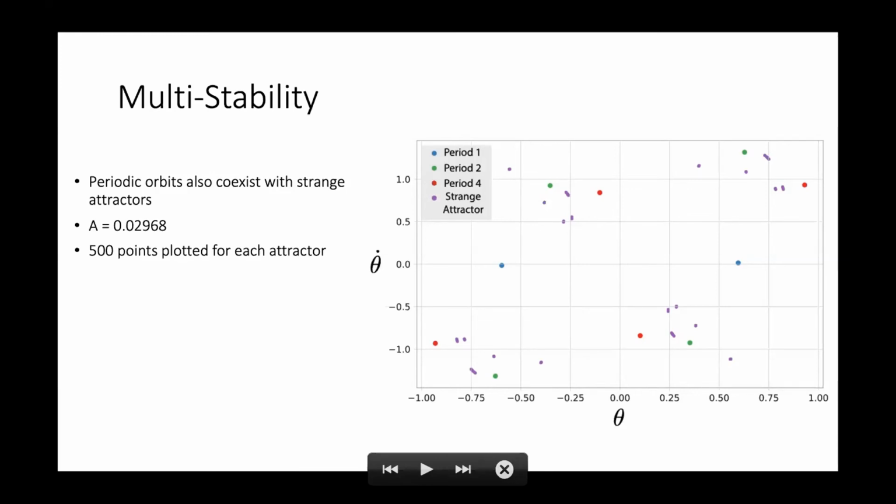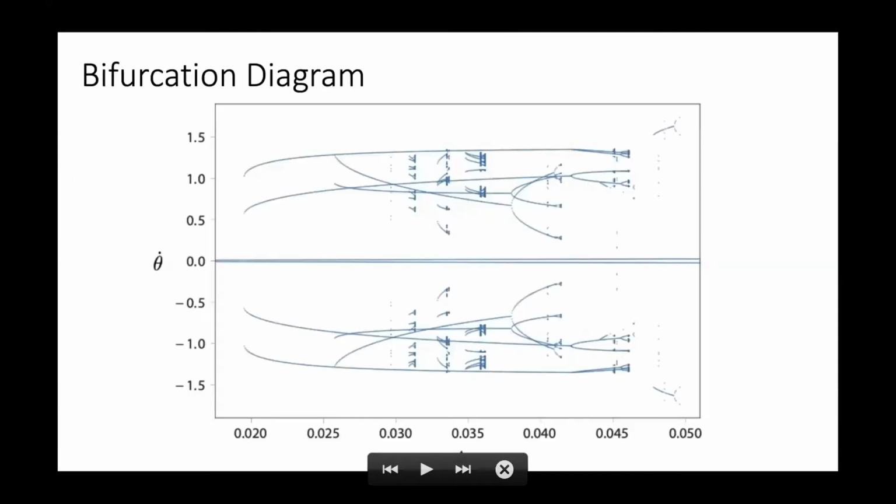But if we want to see how the dynamics of the pendulum change as we change the driving amplitude, we can use what's called a bifurcation diagram, where we take the theta dot value at each point on this Poincaré section and plot it against our driving amplitude. And when we do that for lots of driving amplitudes, we get a bifurcation diagram. We can see how the attractors evolve as we vary the A value. And you'll notice there are certain points where the nature of the attractor seems to abruptly change.